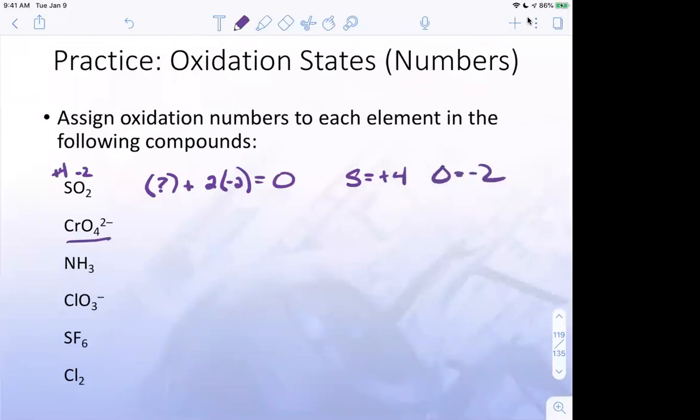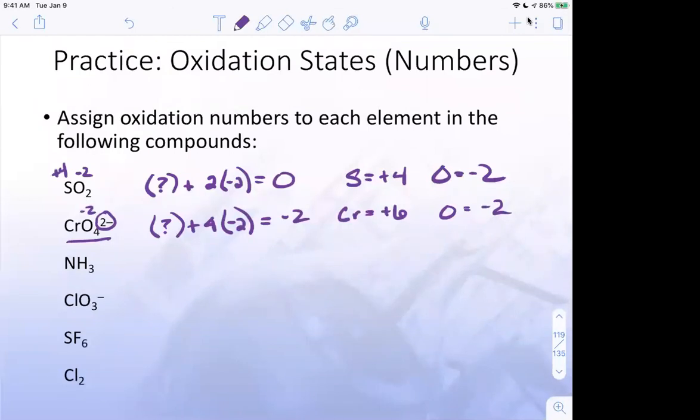Let's look at this. This is chromate. I know that my oxygen is a -2, so let's figure out what the chromium is. There's only one chromium, so I know that +4 times -2 has to equal the ion charge, because there is one. So what do I get? I get something plus -8 is equal to -2. So my chromium is going to be +6. Again, my oxygen is going to be -2.